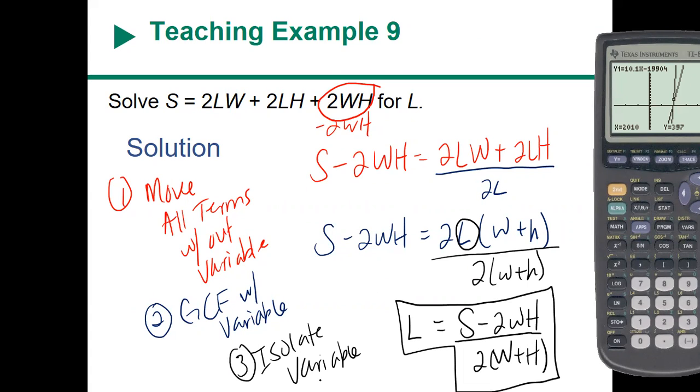And then the third and final step is to isolate the variable. So if I'm multiplying by 2, then I'm going to divide by 2. If I'm multiplying by (W plus H), I'm going to divide by (W plus H). And what I do to one side, I do to the other, and that isolates my variable.